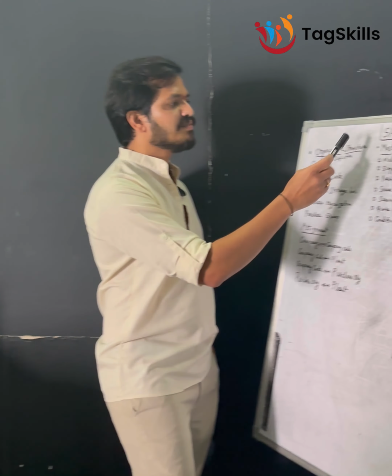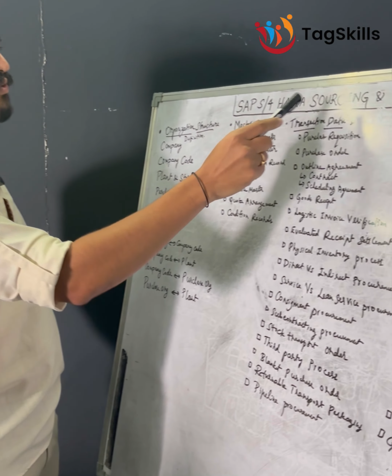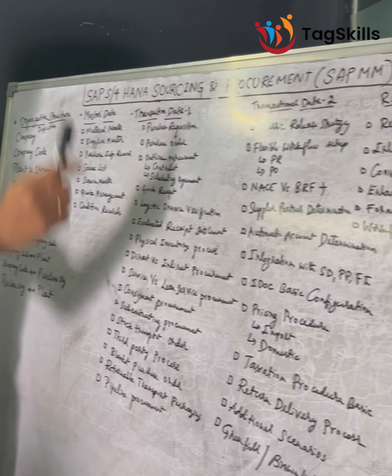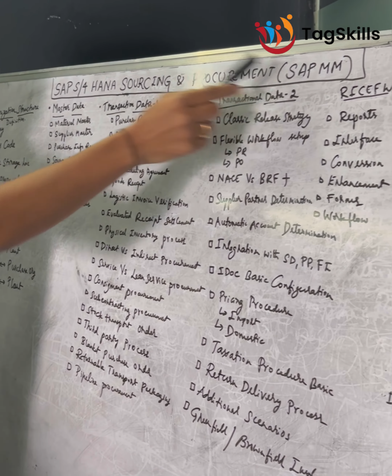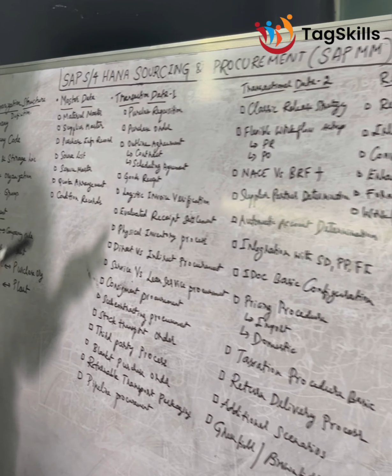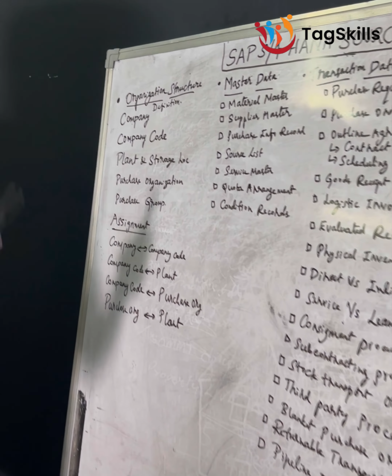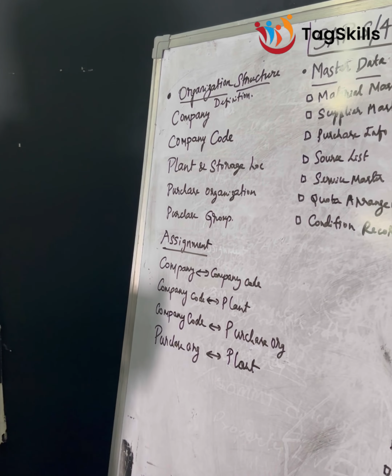Hey, today I'm going to give a complete overview about what is SAP S/4HANA Sourcing and Procurement, aka SAP MM. In ECC, we used to call it SAP MM. In HANA, it's called Sourcing and Procurement. What are the areas covered in this entire module as a consulting experience?